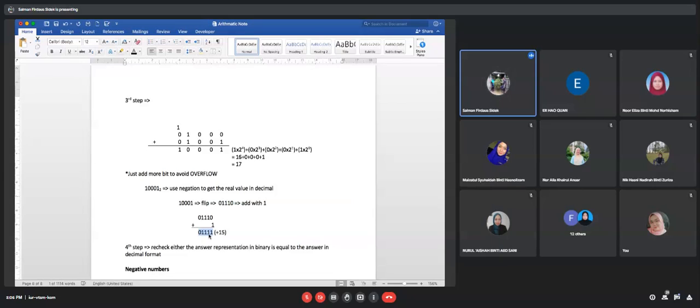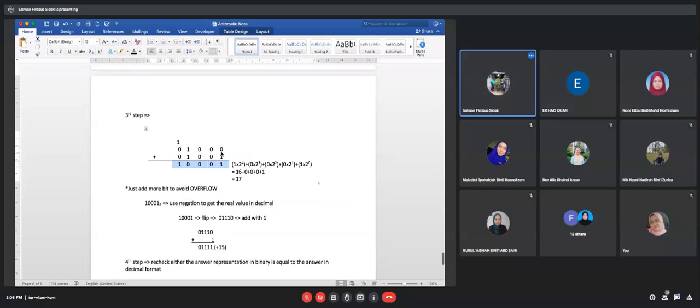So what does it mean? It means that 10001 is negative 15. So this one is negative 15. So it's wrong. Okay? 8 plus 9 is not negative 15. 8 plus 9 is 17. So how to correct this operation?